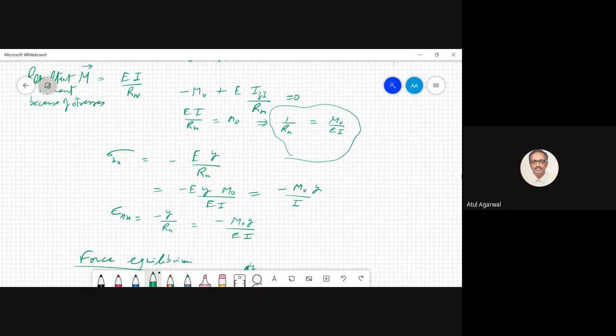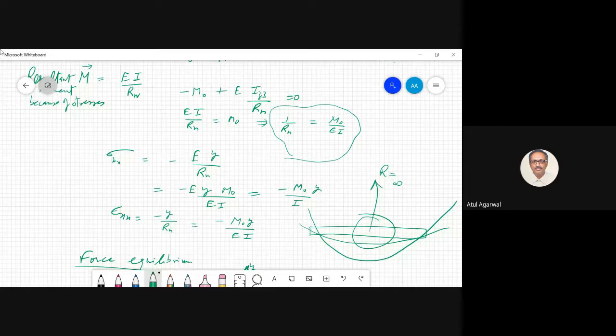Larger the moment, what will be the radius of the neutral surface? What is the radius of curvature of the flat surface, gentlemen? Infinity. Smaller the radius, it means there is greater bending. You bend it more, you will have a smaller radius of curvature. So you increase your M naught, your radius of curvature will reduce.